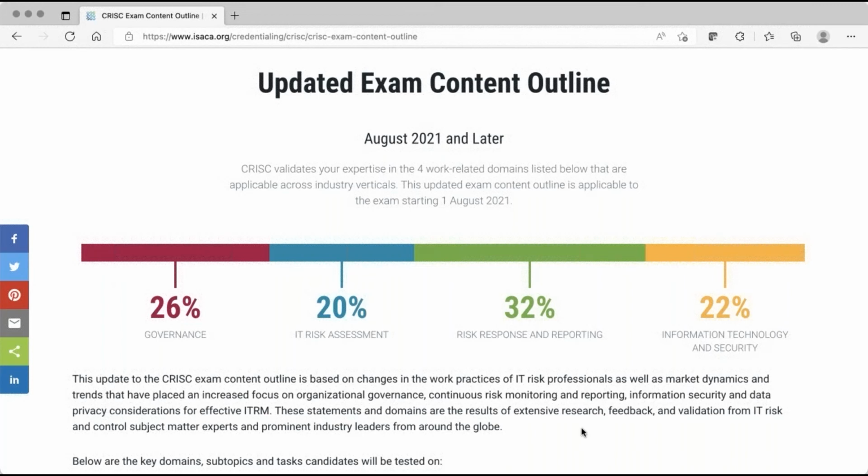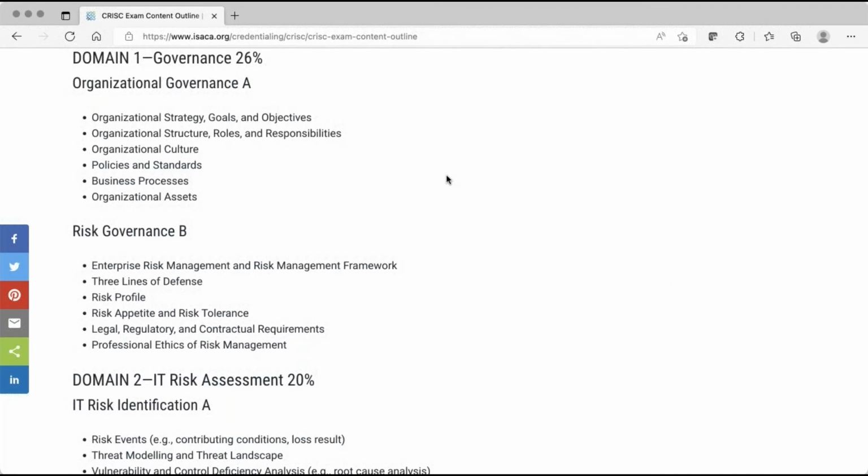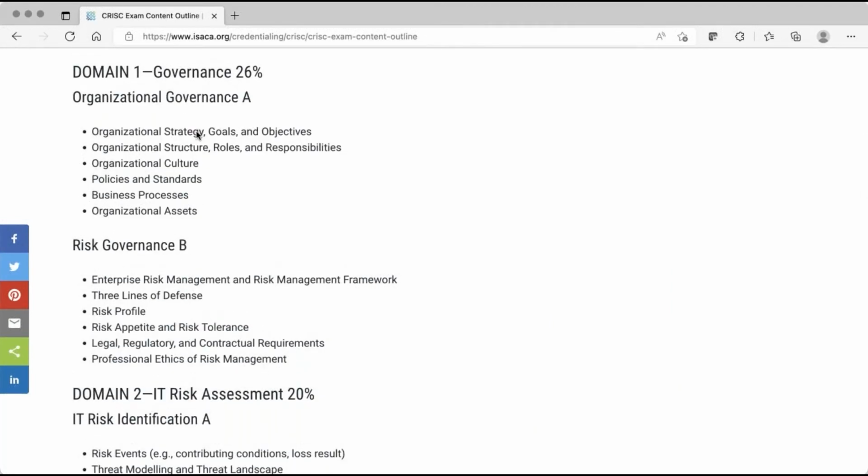So here we have governance, which is at 26%. Now this talks about the governance concepts. For example, what are the governance responsibilities, what does the management do, and what are the goals, objectives, and strategies.